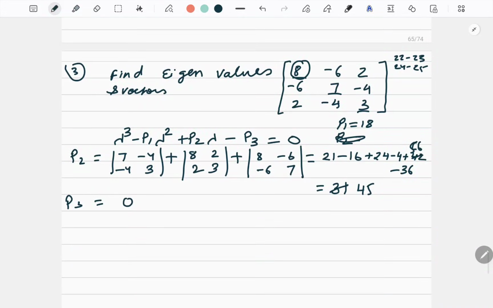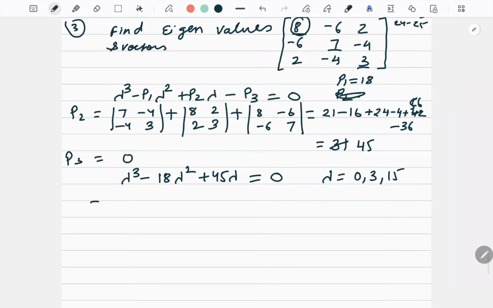So if it is 0, what will be the equation? Lambda cube minus P1 lambda square. P1 value I will put here. So what is my P1? 18. So 18 lambda square plus 45 lambda is equal to 0. Okay, so clearly lambda you can take common and then quadratic equation you can solve. So you will get lambda is equal to 0, 3 and 15. Correct. Now to each this eigenvalue, I should find out the eigenvector.